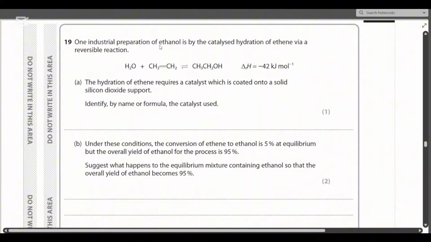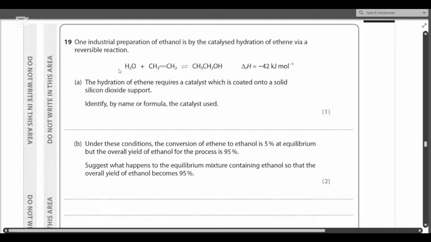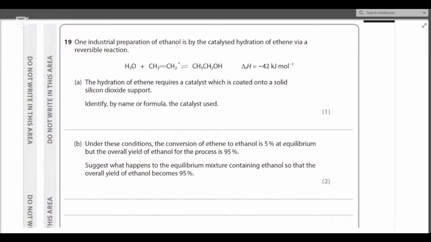One industrial preparation of ethanol is by the catalyzed hydration of ethene via a reversible reaction. So this is the reaction provided. Identify by the name or formula the catalyst used for this. This is basically the hydration process using steam, and we tend to use phosphoric acid. You can also write H3PO4 as well.